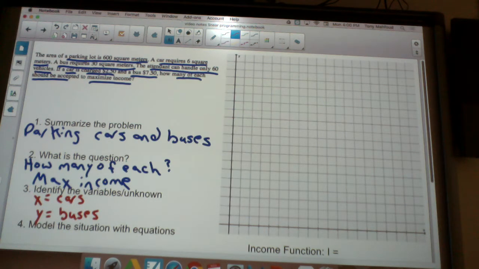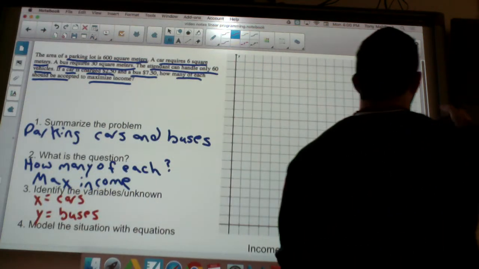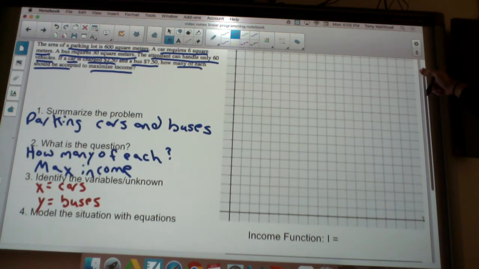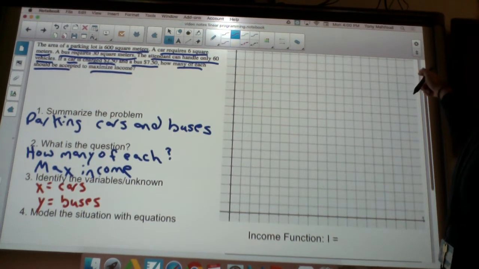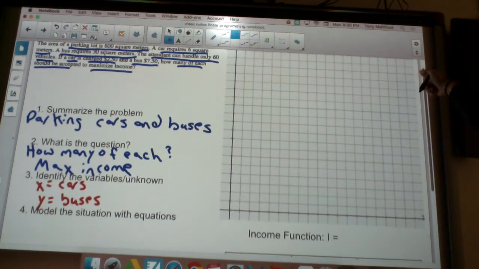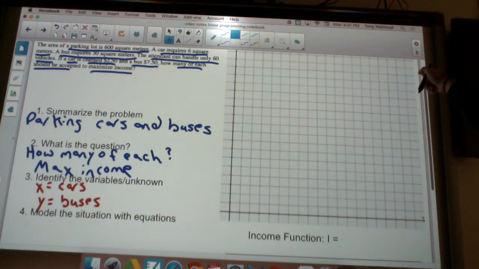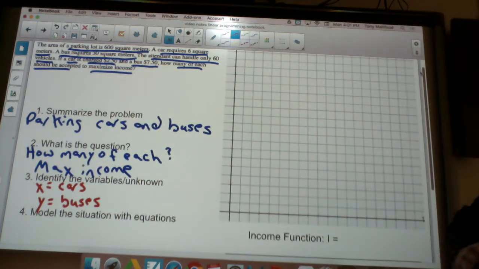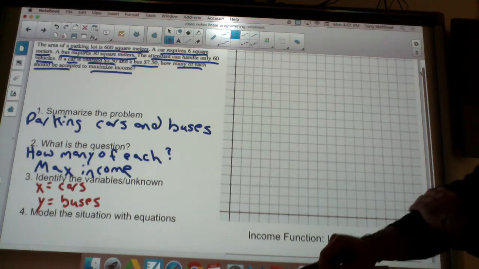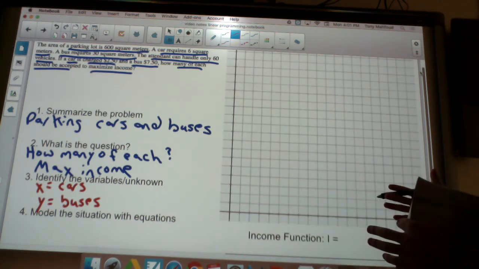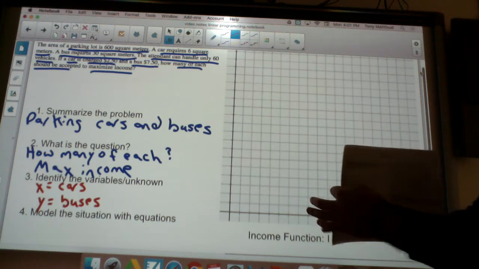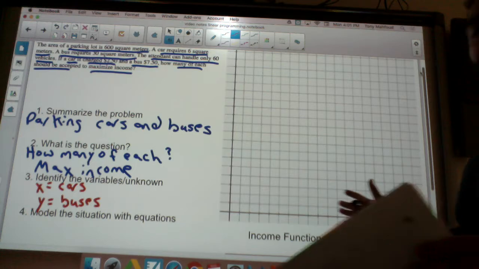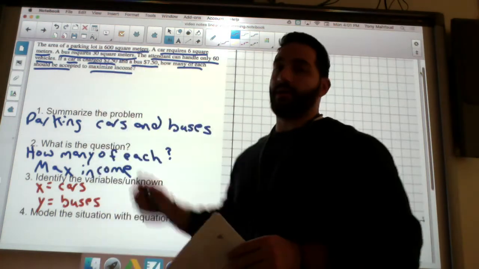Now we want to model the situations with the inequalities. We know that you have cars going in. We know we have buses going in. So what are constraints here? What are some limits that we have? Well, we know that the area of the parking lot is 600 square meters, right? So when one car goes in, it's going to fit 6 square meters. A bus is going to go in, it's going to fit 30 square meters. We don't know how many cars and buses are going in, but we know we can fit them all in until we reach 600 square meters.